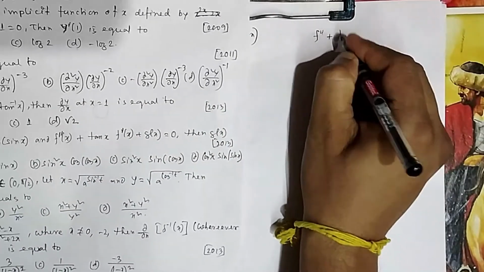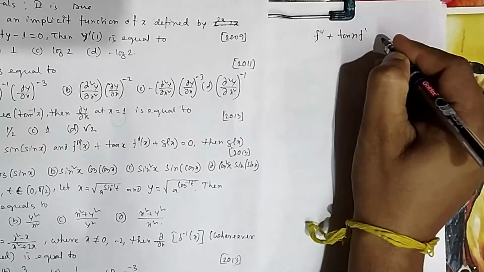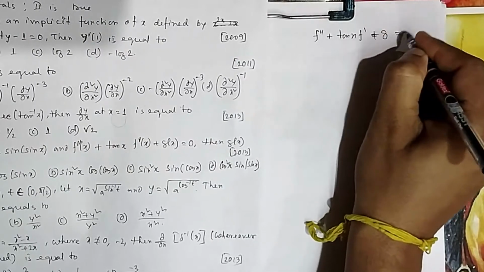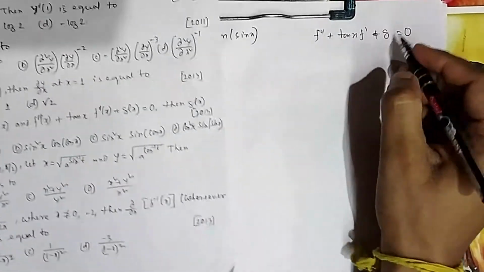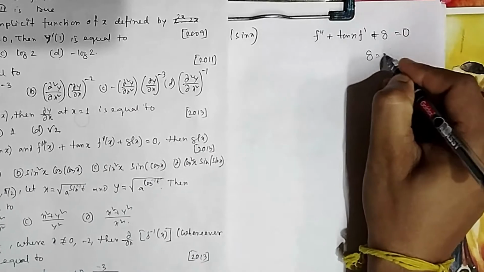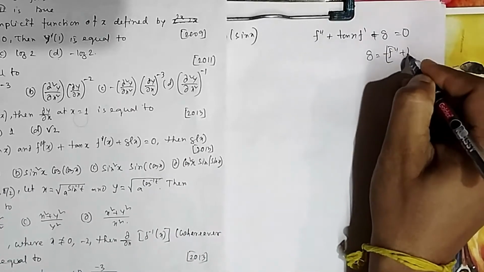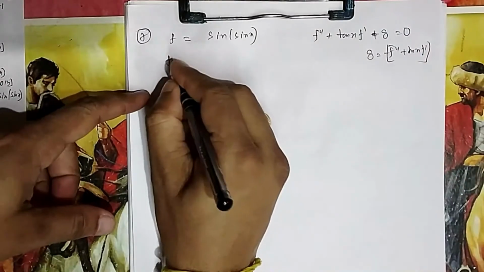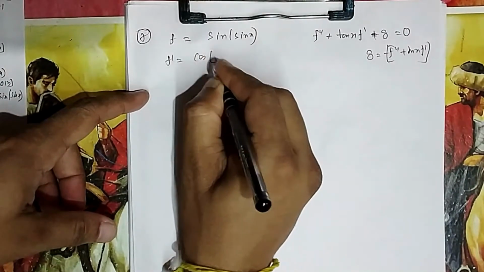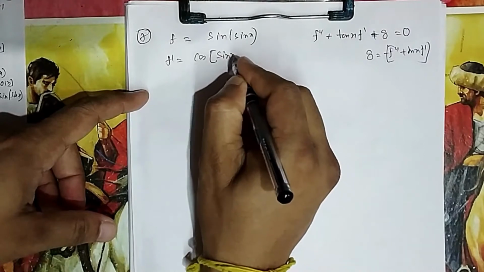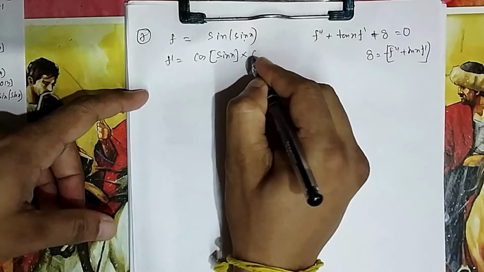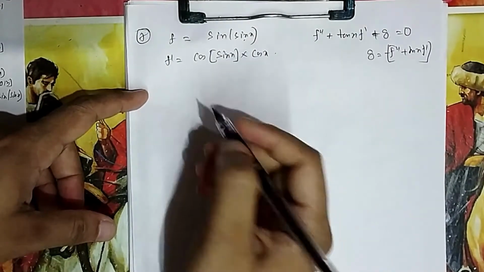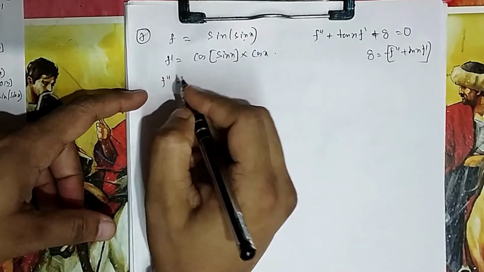And what they are asking: f double dash plus 10x f dash plus g is equal to 0. So you have to find g. So g is equal to minus f double dash plus 10x into f dash. So that we need to find. So what is f dash? Differentiation of sine is cos of sine x, and then inside this sine you have to again differentiate, so this is cos x. So what is f double dash?